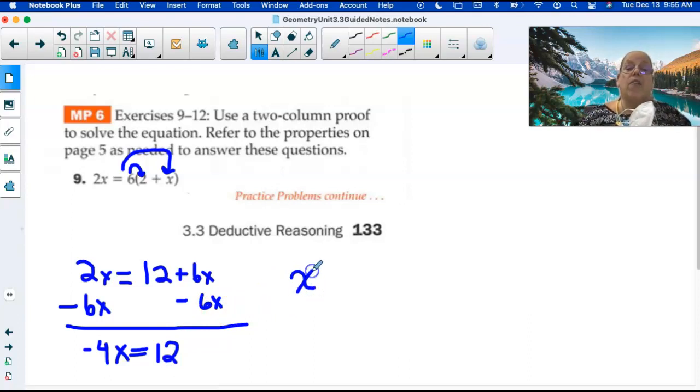But now you notice, we're talking about what we do at each step. That's kind of like a proof. I did this and I did it because. Okay?